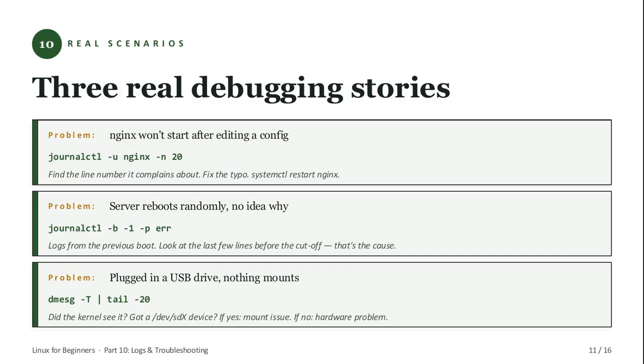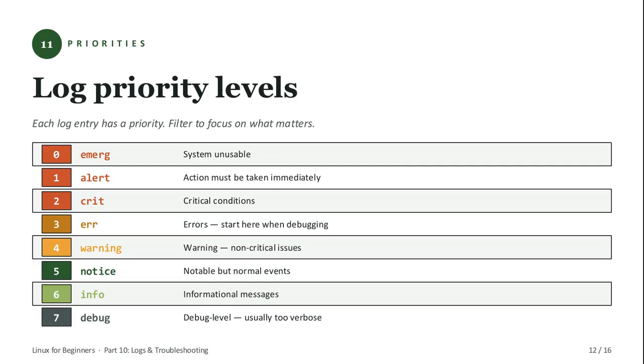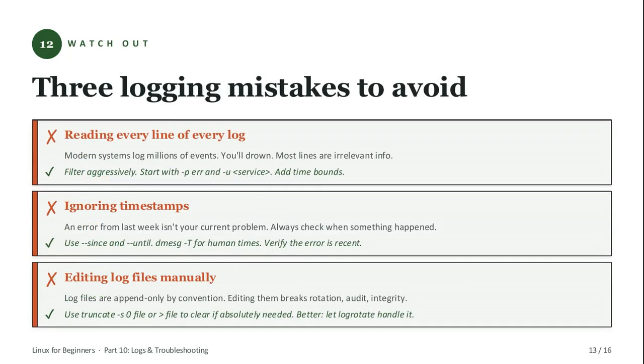hardware issue. Now, every one of those log entries comes tagged with a priority, numbered 0 through 7, and knowing this scale changes how you hunt for problems. 0 through 2, emerg, alert, and crit, are the genuine fires. Level 3, error, is almost always where you start a debug session. Warnings and notices are worth a glance, but rarely urgent, while info and debug are the fire hose you filter out unless you're really digging. The practical move is passing -p err to journalctl, which instantly hides the noise and shows you everything at error level or worse.